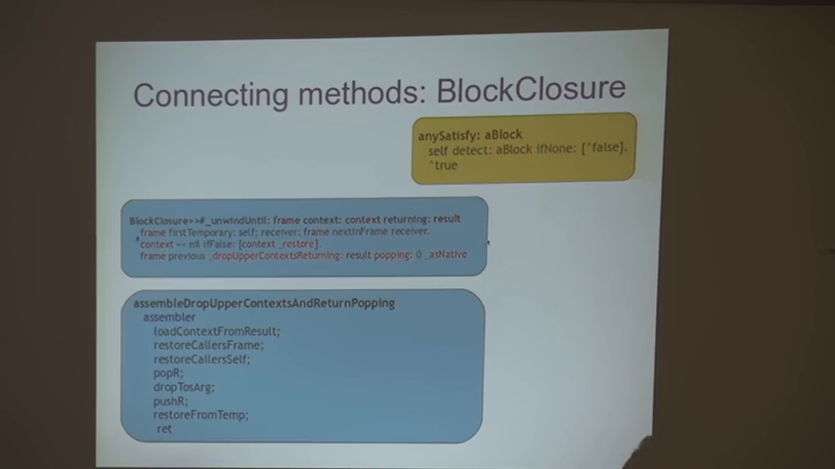Here at the bottom we see the implementation of drop upper context returning, and what we are saying is that we are going to drop a lot of context. We are passing the result, and also the amount of arguments we have to pop, because we also have to pop the arguments that were passed to the block we are returning from, or I can't remember if it was the block or the method.